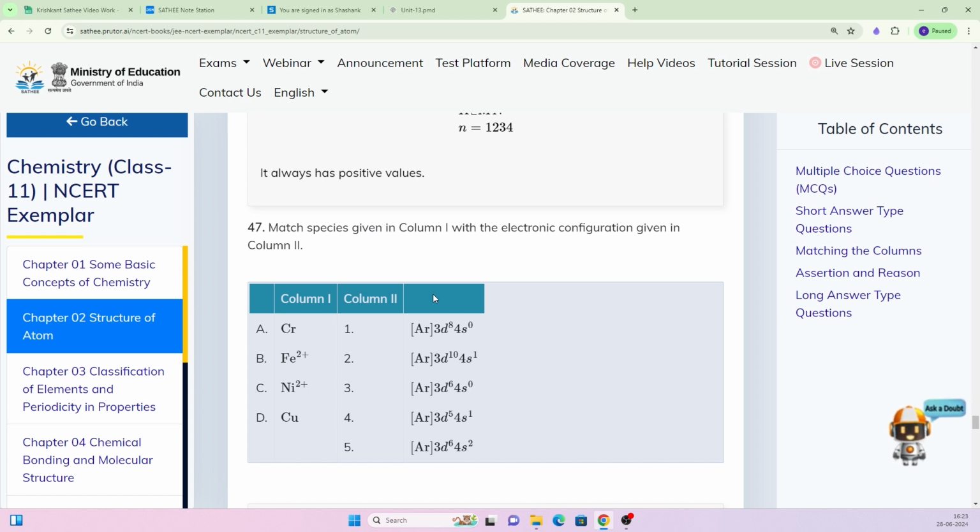First is chromium. We have already seen this. What is the atomic number of chromium? Potassium, calcium, scandium, titanium, vanadium, chromium. So it is 24. That would result in which configuration? 4s1, 3d5. Not 4s0, 3d8. No. Not 4s1, 3d10. No. Not 4s0, 3d6. Okay, so I think this is this one.